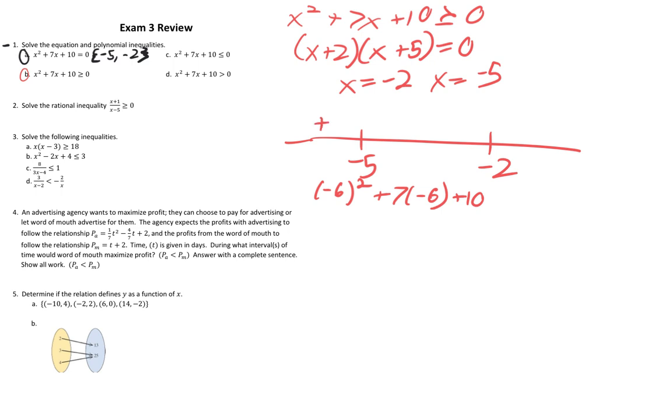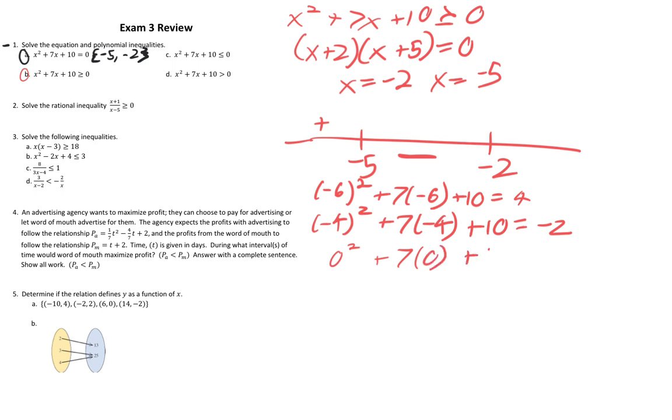So we test something between -5 and -2. Easy one's going to be -4 squared plus 7 times -4, and then plus 10. This is going to give us a negative number because this is -2. This one was +4. So we're going to mark this as negative here. Now we want to test something greater than -2. Easy one's going to be 0. 0 squared plus 7 times 0 plus 10. It's going to give us a positive 10, so that's going to be a positive number.